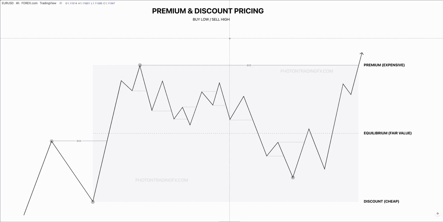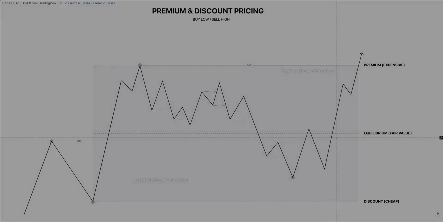You can obviously use it in more complex scenarios like I just spoke about there at the end. But essentially what we want to be doing is buying low and selling high for the most part. And this is one tool that can help you to do that. So let's take a look at some examples on the charts.